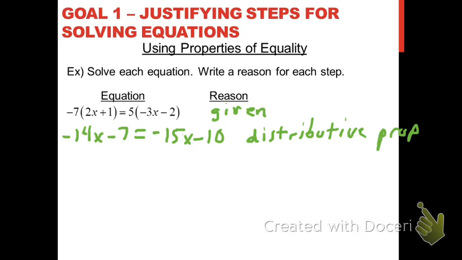All right, then we're going to try to get our constants on one side of the equation and our variables on the other. Let's go ahead and try to cancel out the negative 15x here, bring it over to this side. We're going to have to add positive 15x to both sides to make that happen. When we add positive 15x to the left side of the equation, it's just going to give us a positive 1x. When we add positive 15x to the right side of the equation, it's going to cancel out the negative 15x and leave us with negative 10.